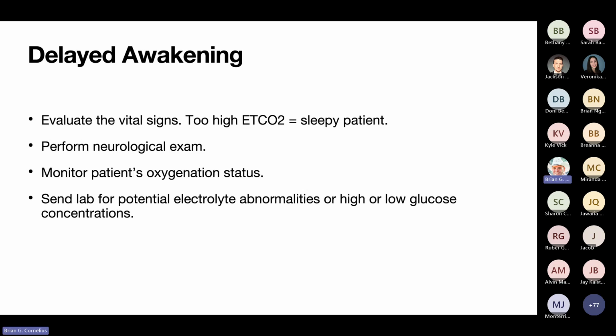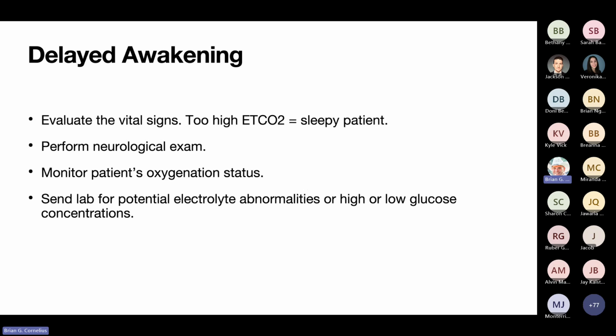So other things to think about as far as neurological problems: delayed awakening. Figure out why. Take a look at their vital signs. Think about problem areas. Is this somebody that's in pain? Is this somebody that maybe has continual or residual neuromuscular blockade? If you have somebody that is hypercapnic, it will cause sedation. So lots of places have gone to continuous end-tidal CO2 monitoring in the PACU or for sedated patients. So that may be helpful as well.